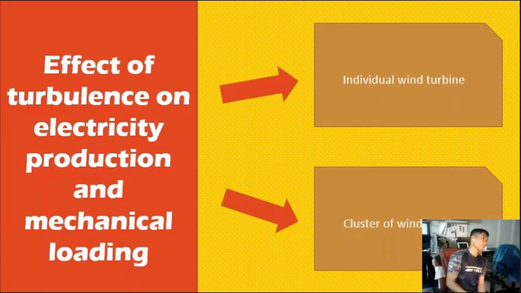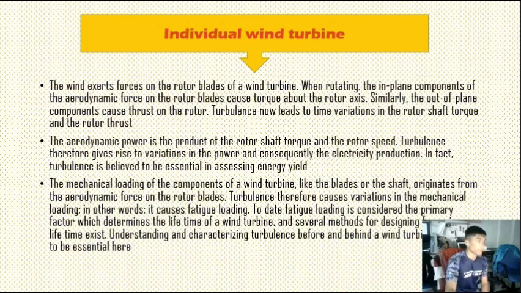Next, we move on to the effect of turbulence on electricity production and mechanical loading. Here we can divide it into two separate definitions. First is individual wind turbine and second is cluster of wind turbine. First, we talk about individual wind turbine. The wind exerts forces on the rotor blades of a wind turbine. When rotating, the in-plane components of the aerodynamic force on the rotor blade cause torque about the rotor axis. Similarly, the out-of-plane component causes thrust on the rotor. Turbulence now leads to time variation in the rotor shaft torque and the rotor thrust.